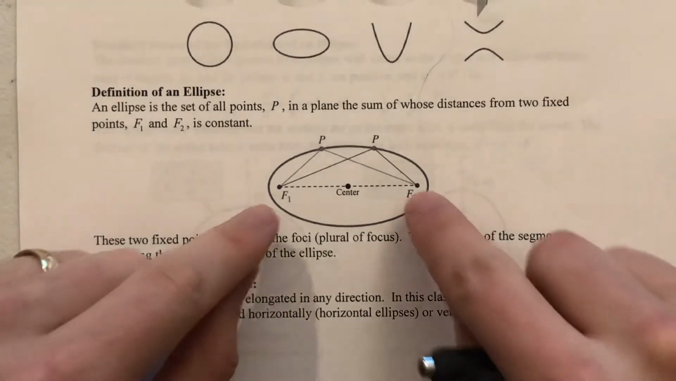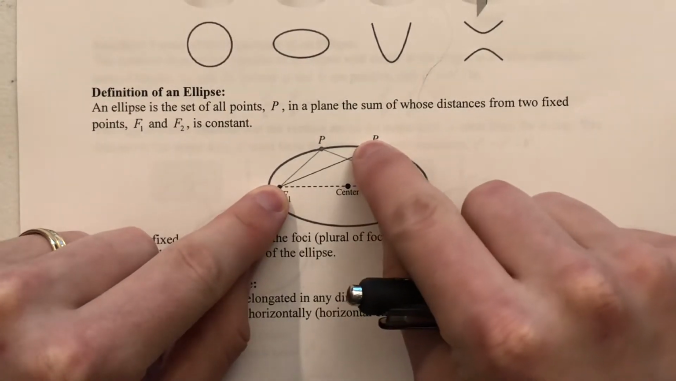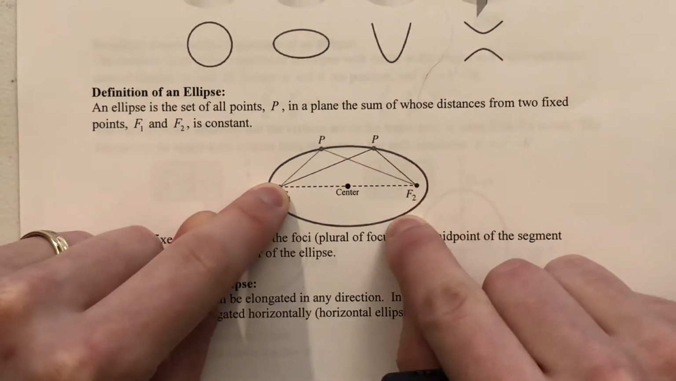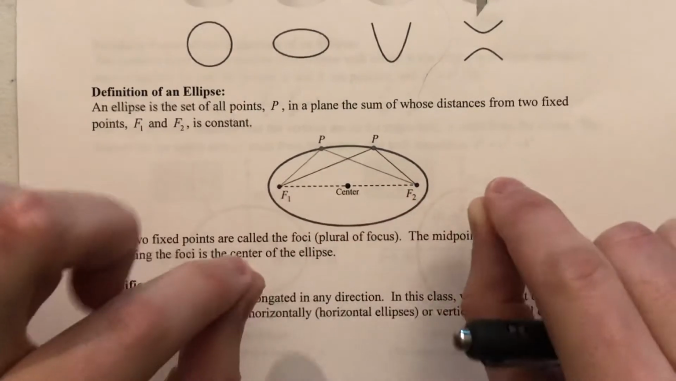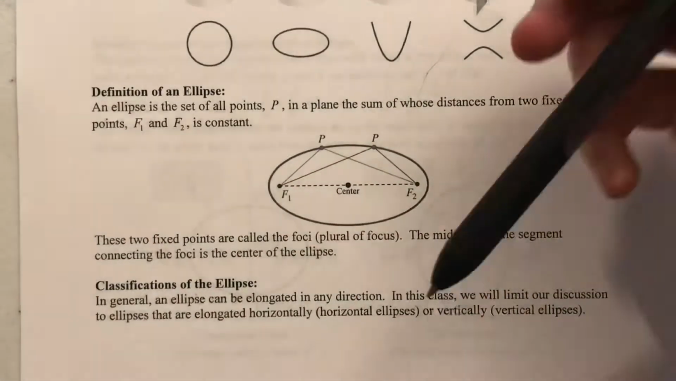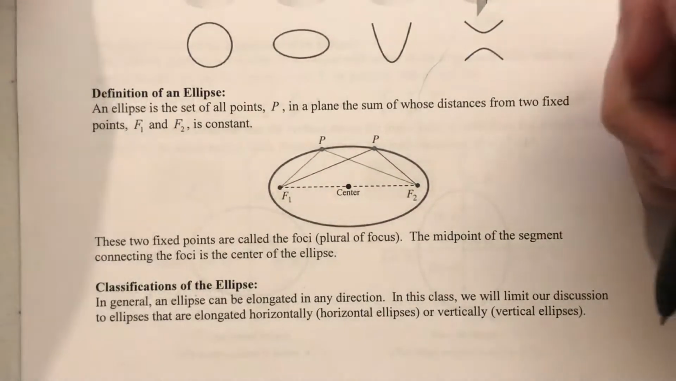It's almost like thinking if you had a piece of string attached to these 2 points and you stretched it tight, and then you just kept pulling it tight and seeing where your pencil went as you pulled it tight against those 2 points. The string's length doesn't change, just where you want that point to go, you'd create an ellipse. So that's an interesting construction for ellipses.